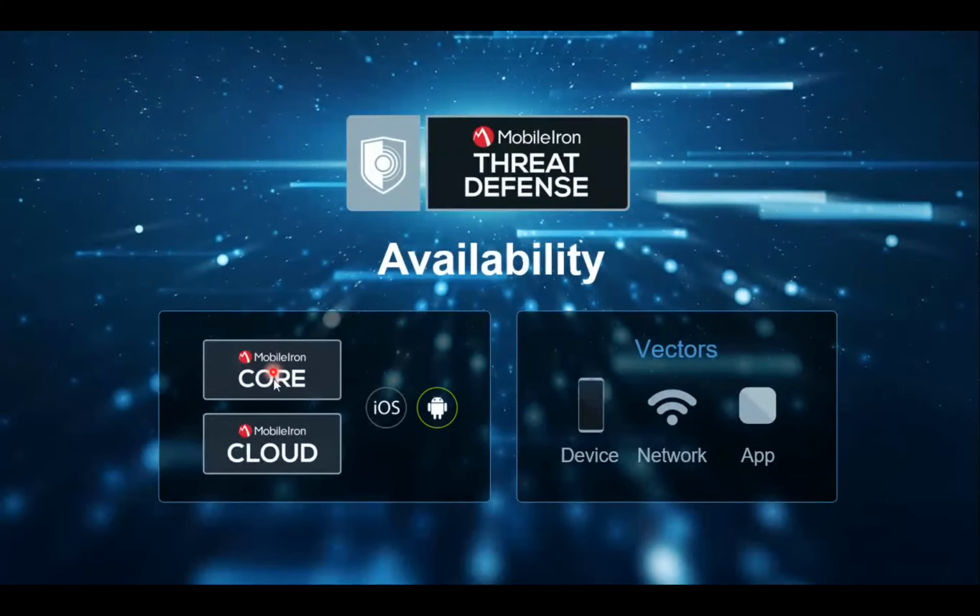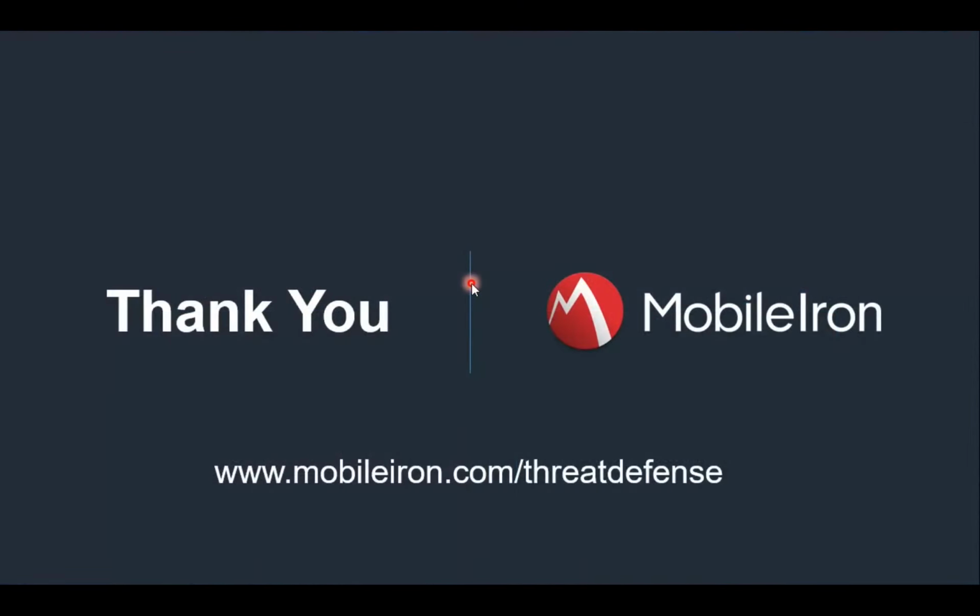So these are the availability details. It is available for both core and cloud, iOS and Android. And like I mentioned, these three vectors: device level attack, network level, and app level threats are being protected by MobileIron Threat Defense. So this is it from me.